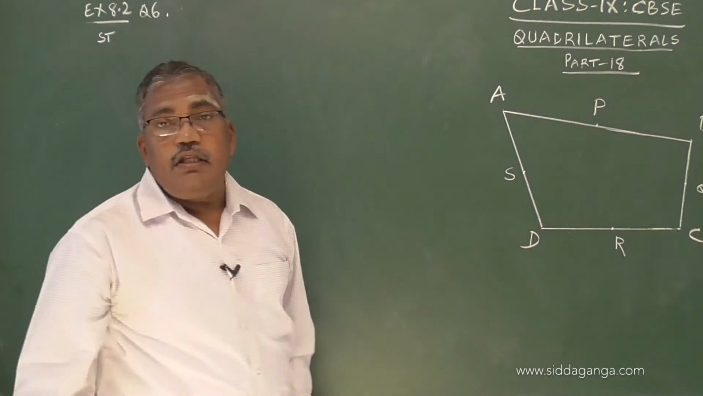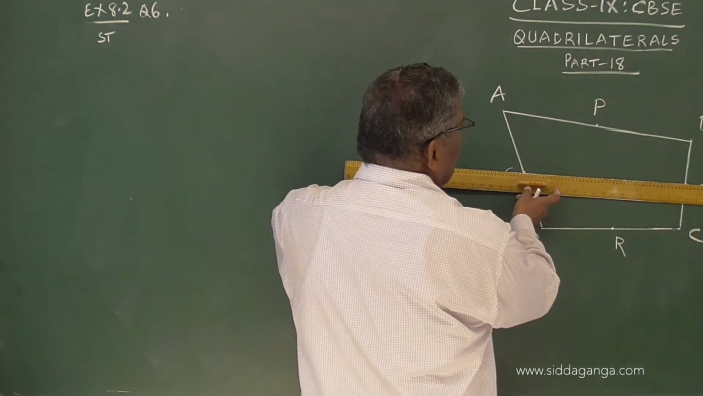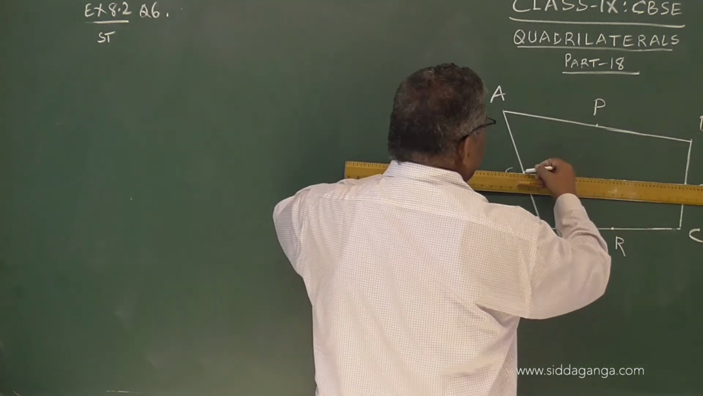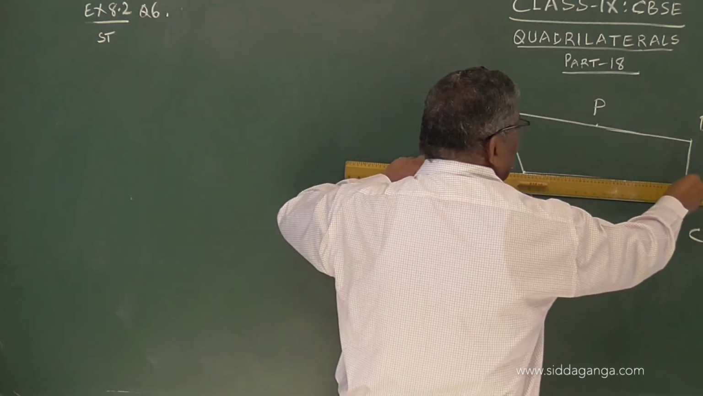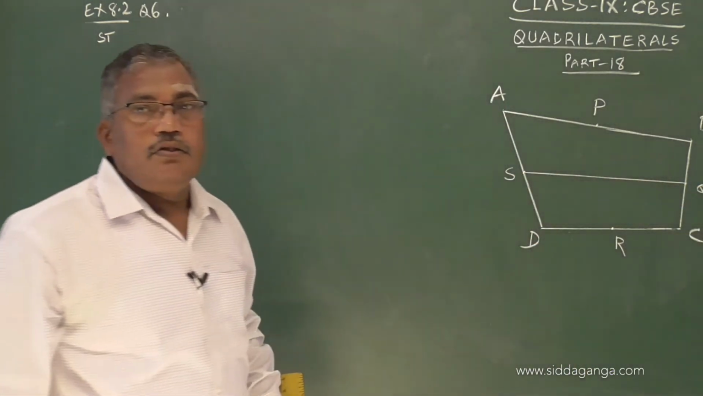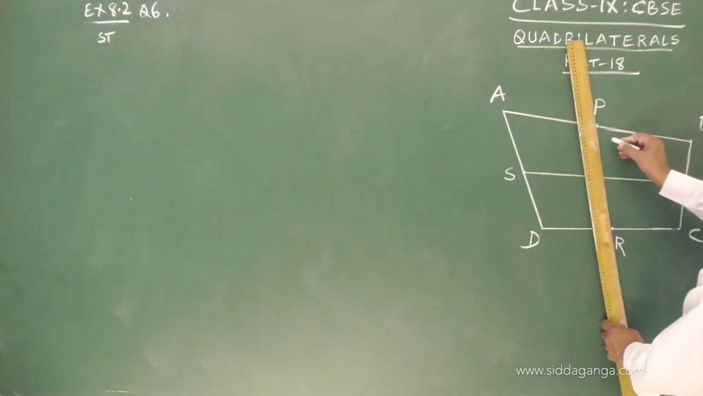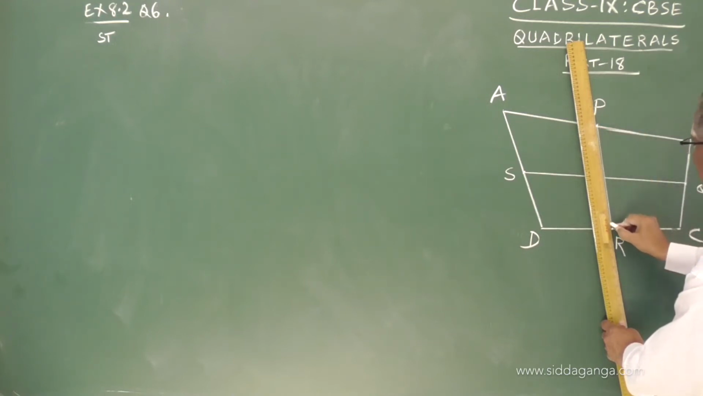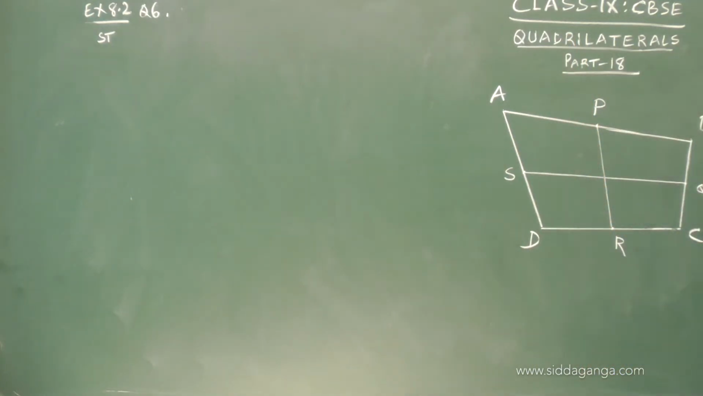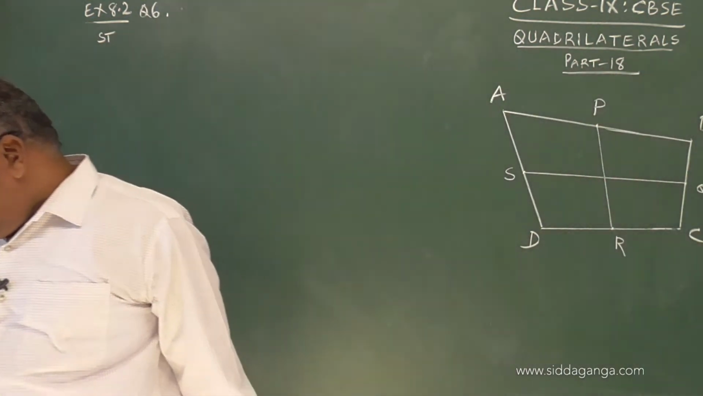Now, join the midpoints of opposite sides. So, join this. Join this. The figure is not given in the textbook, dear students, so you have to take down this figure neatly. So these are the two lines intersecting.